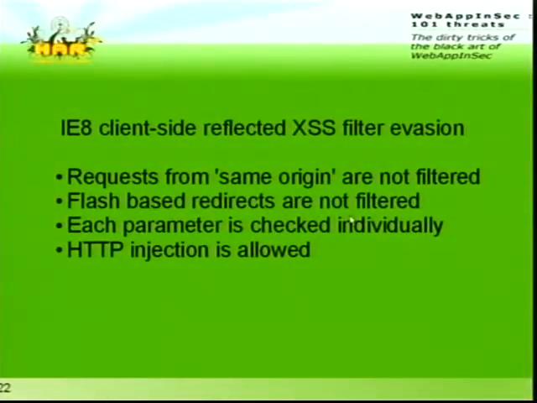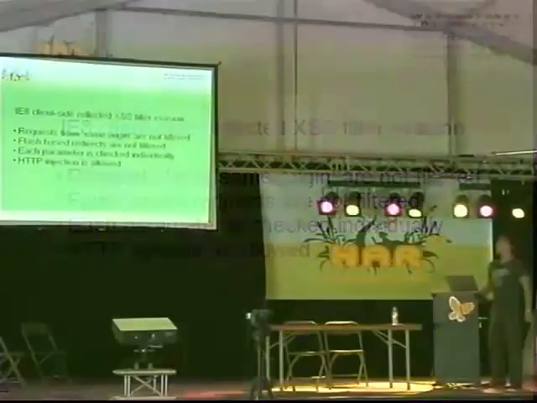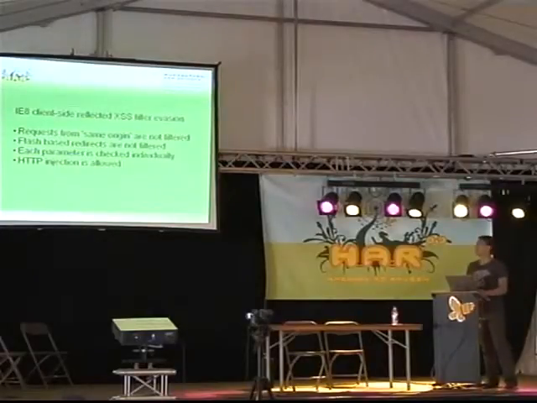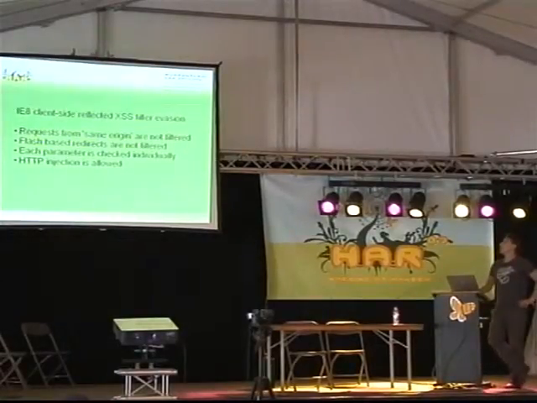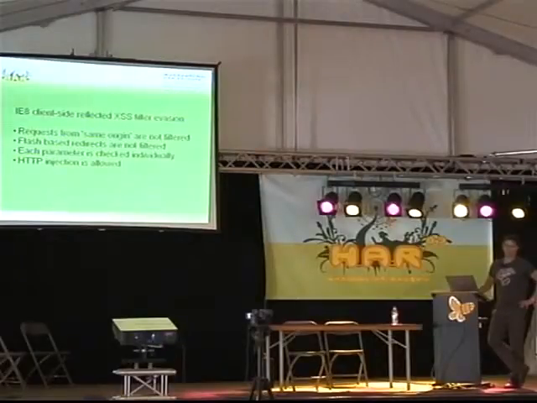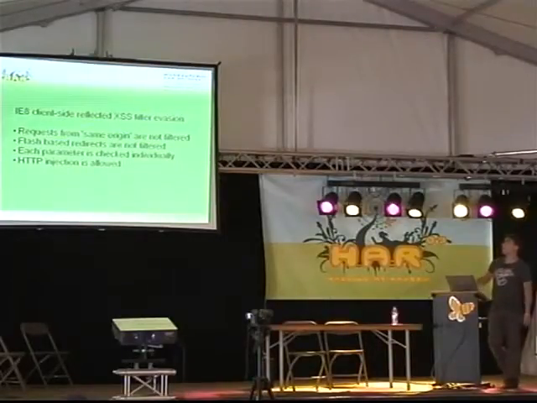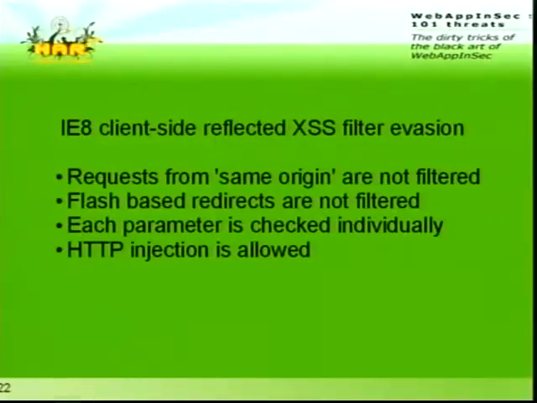And so it effectively filters reflected cross-site scripting attacks in one parameter, but it fails to do so if you split it over 2 parameters, and it also doesn't block injection of HTML. So when you want to evade the Internet Explorer 8 cross-site scripting filter, you could inject an HTML link, because that's pure HTML. It's not blocked by Internet Explorer.